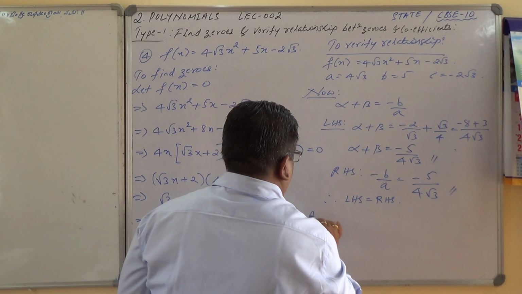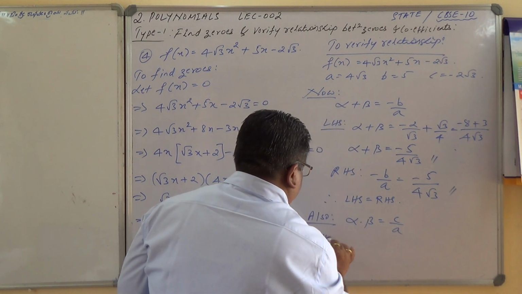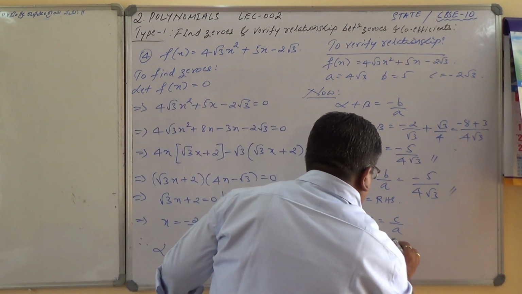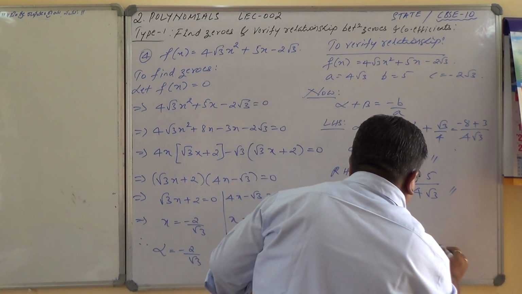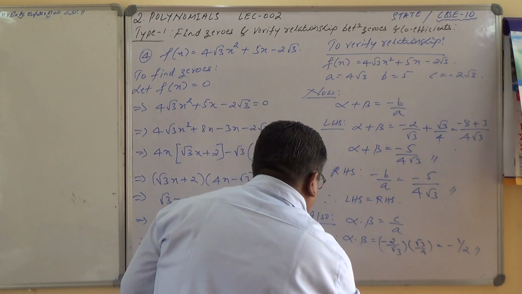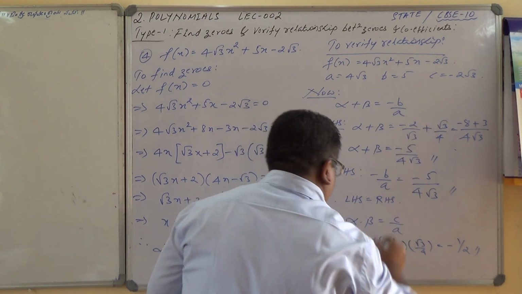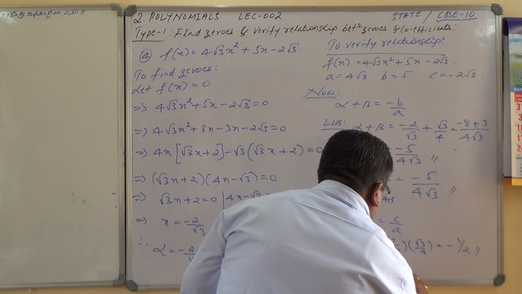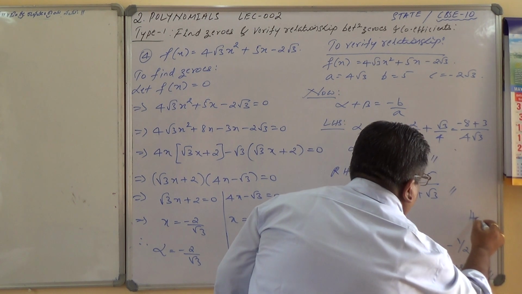Now we will go for product of zeros. Alpha into beta equals c by a. LHS alpha into beta, what is LHS here? Alpha is minus 2 by root 3 into beta is root 3 by 4, which equals minus 1 by 2. Root 3 cancels, minus 1 by 2. And therefore, c by a equals RHS. C by a equals, c is minus 2 root 3 divided by 4 root 3, which equals minus half. Therefore, LHS equals RHS. Hence, verified.